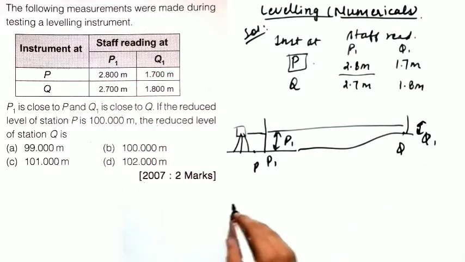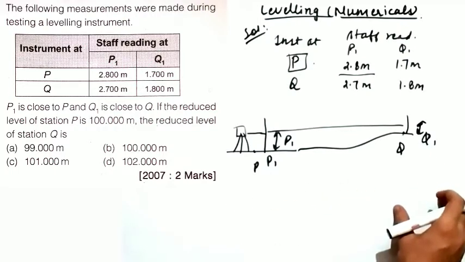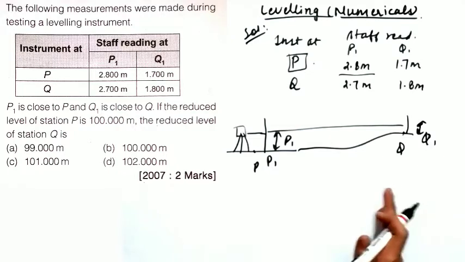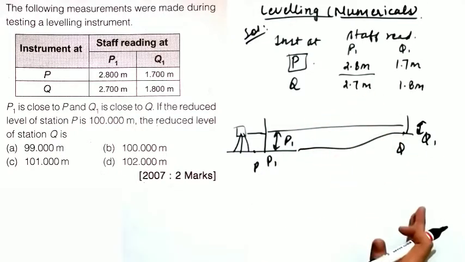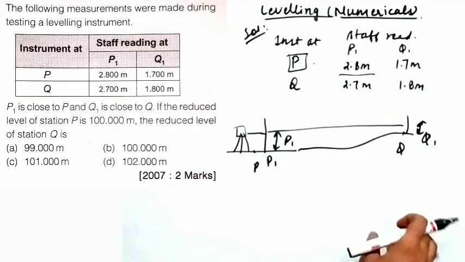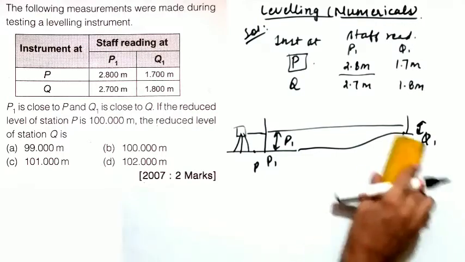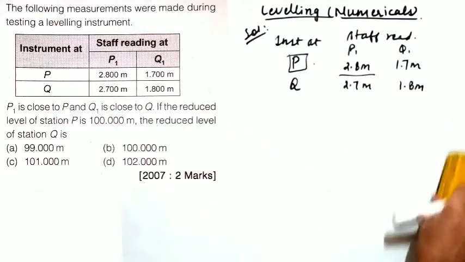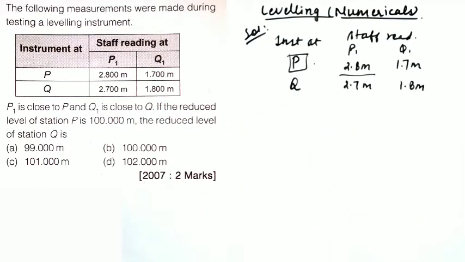Now the second case was, you set up the instrument at Q, you took the reading at P was P1, and you took the reading at Q itself was Q1. So this is the diagrammatic representation. You need not draw this, actually you need to use the formula.